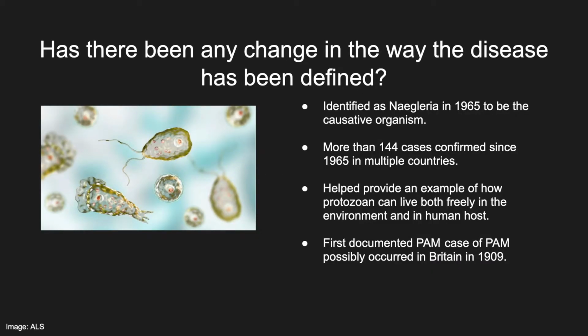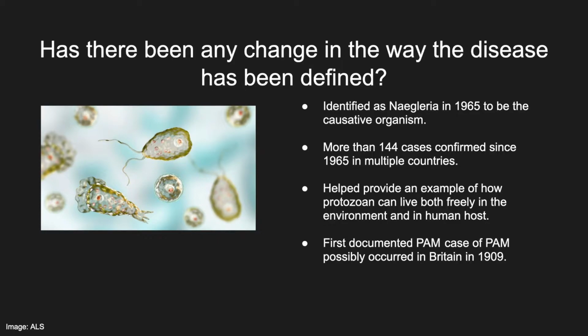Has there been any change in the way that the disease has been defined? Since 1965, more than 144 cases have been confirmed in different countries. By 1968, the causative organism, previously thought to be a species of Acanthamoeba and Hartmannella, was identified as Naegleria.